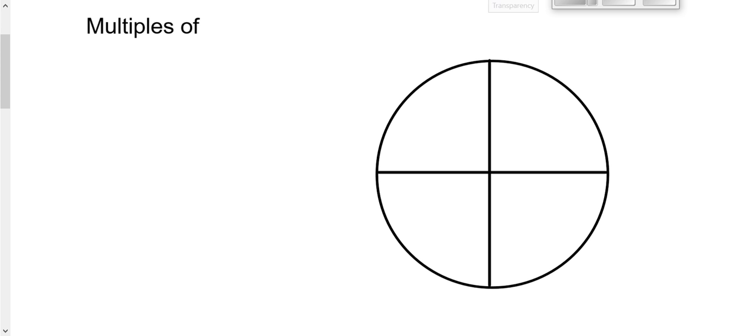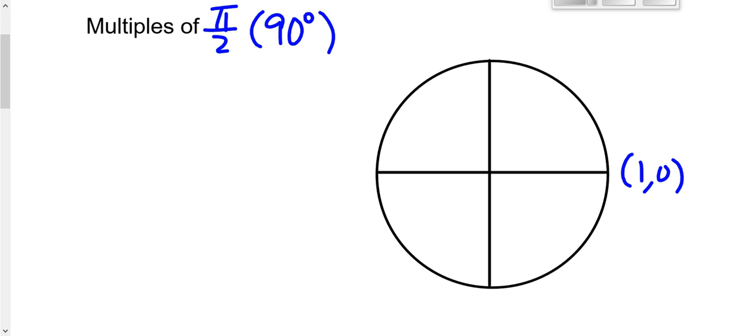So now let's talk about the first special case, which is 90 degrees, so multiples of pi over 2, or 90 degrees. For this one, 0, 90, 180, 270, 360. Well, this is easy. If you look at this, what's the coordinate of this point? 1 and 0. And this is for 0 degrees. And then this one is 90 degrees or pi over 2.